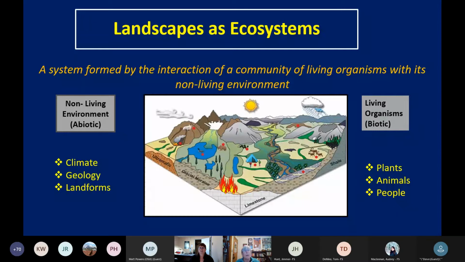A key way to look at how fire interacts with our landscapes, as well as what drives fire, is to really take an ecosystem approach. So not only do we need to take a look at the elements of an ecosystem, be it the non-living or abiotic elements of climate, geology, landforms, topography, and soils, we also need to look at the biotic elements of plants, animals, and yes, people. And I would say that equally as important is to look at how those elements are relating to each other and how that affects fire.